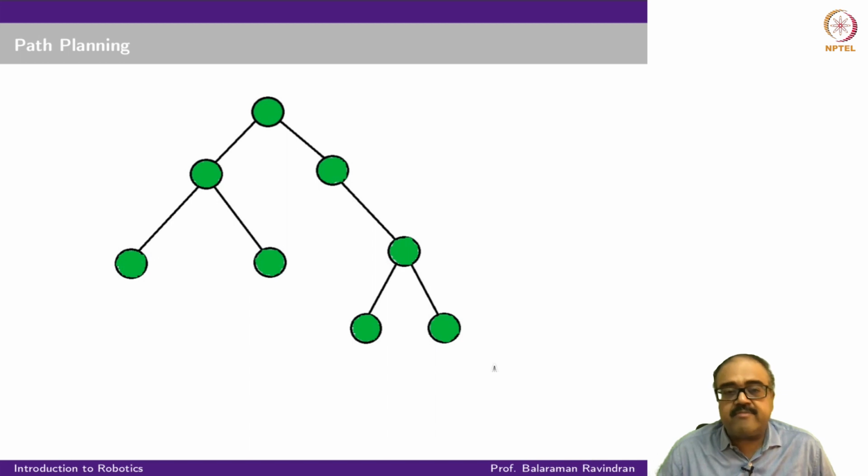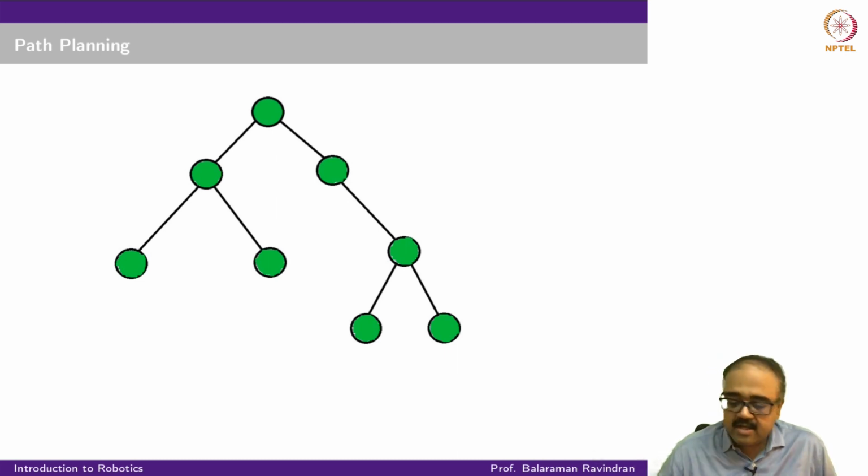And if there is a goal somewhere in between before this, I will find it, and it is guaranteed as long as the edges don't have any weight. Either they don't have any weight, or another way of saying it is they all have the same weight. Then I'm guaranteed to get the shortest path to the goal.